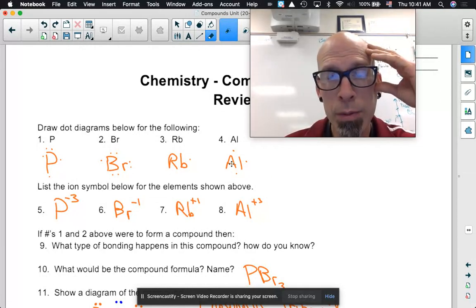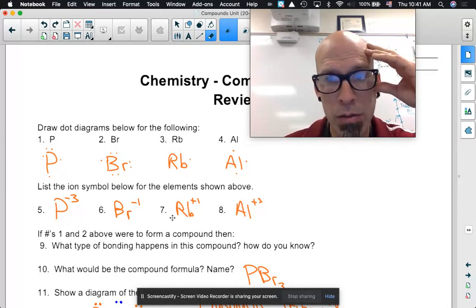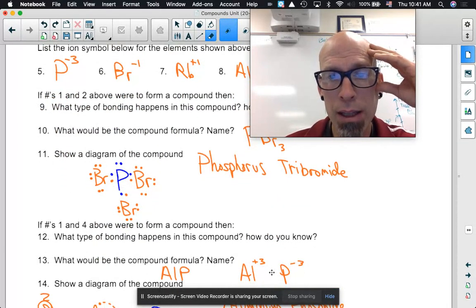Ionic, because aluminum is a what? Metal. See, +3. We have a +3 and a -3. Now, I listed them like this, +3 and then -3.